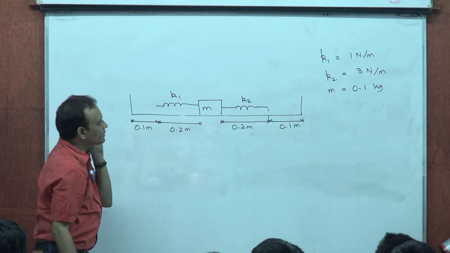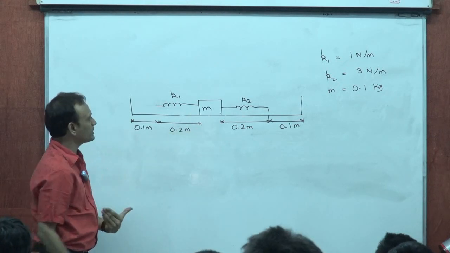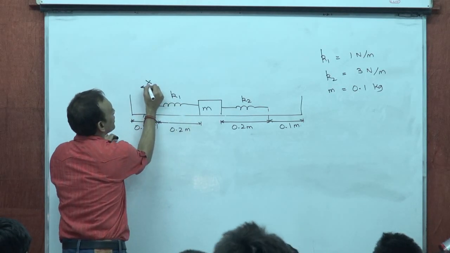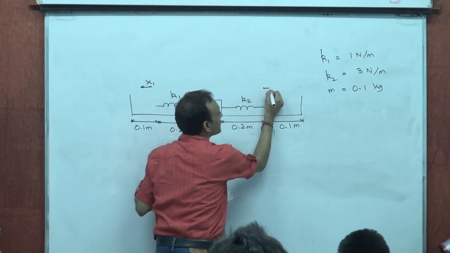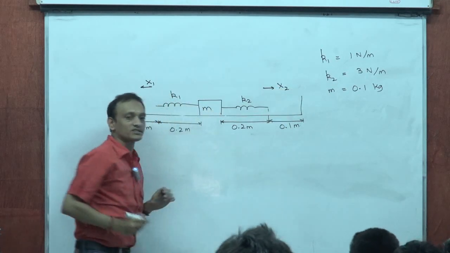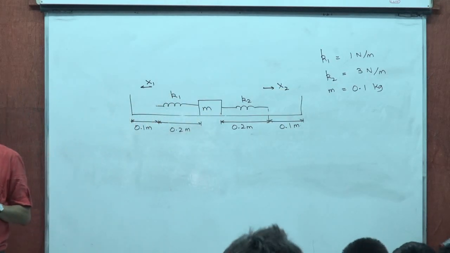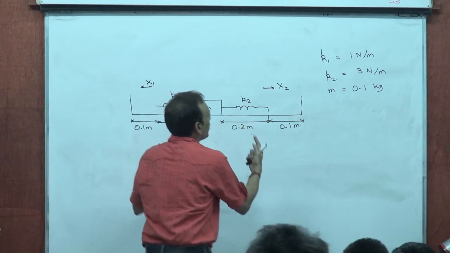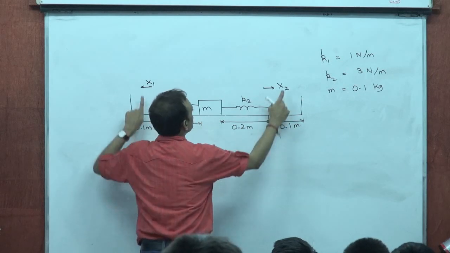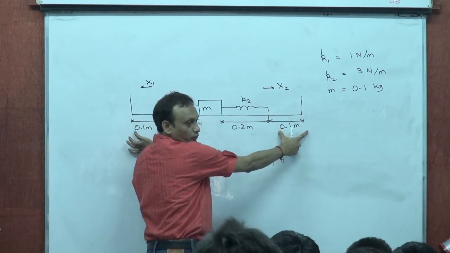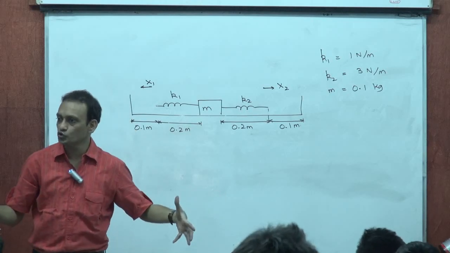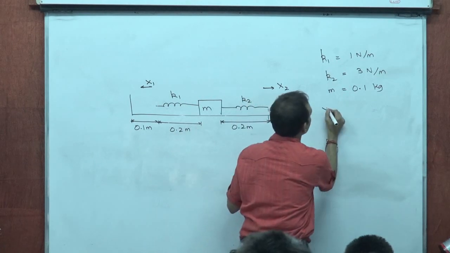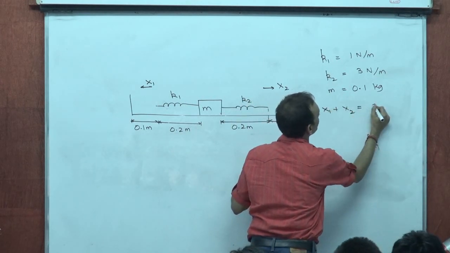So let's say when the mass m is in an equilibrium position, this spring has got stretched by an amount x1, and let's say this spring has got stretched by an amount x2. And the total amount of stretch in the two springs, x1 plus x2, must be 0.2. Isn't it? Right, Saurabh? So x1 plus x2 must have been 0.2.